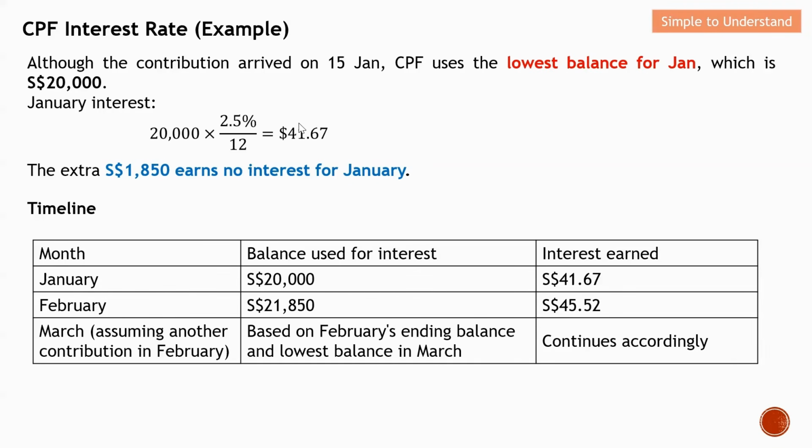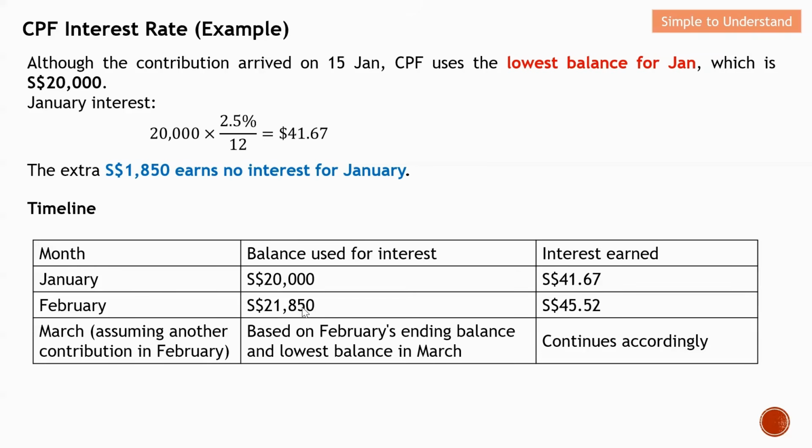So basically this is how we compute our interest rate on a monthly basis for January for this case here. Let's use some imagination in order to fully understand this CPF interest rate. This is what I calculated earlier. If you still remember, this 1.85K won't earn any interest for January, but it will earn interest in February. So from here you can see that the OA account will have an additional 1.85K.